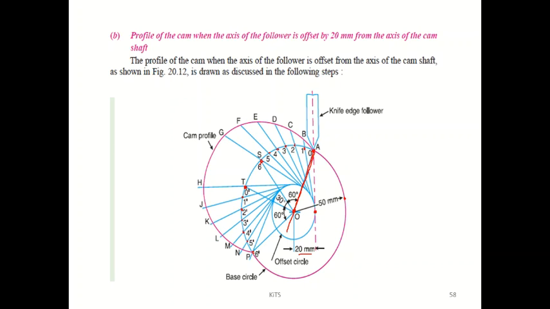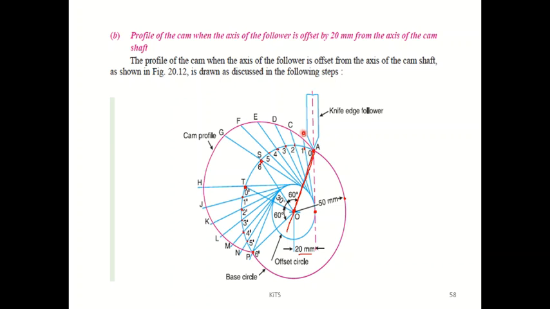Watch carefully. This is an important point. Take your scale. Keep one end of the scale on point 1. Another end of the scale should touch the inner circle. Like that you have to keep.